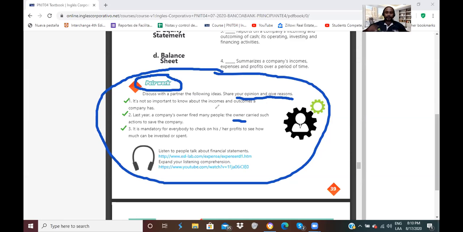Hi, Roxana. Number three, where it says, it is mandatory. Mandatory quiere decir como requerido. Es obligación. Mandatory. Okay. Another question? No more questions. Okay.